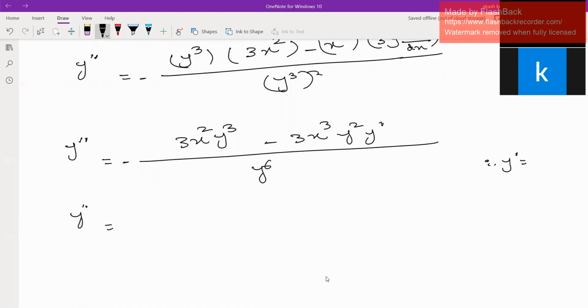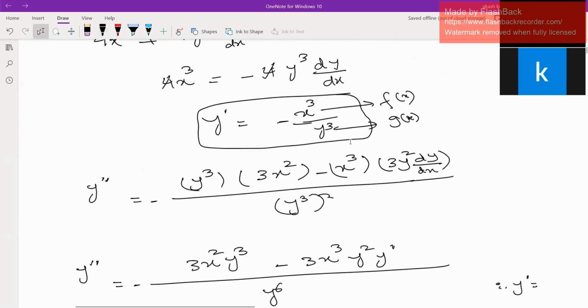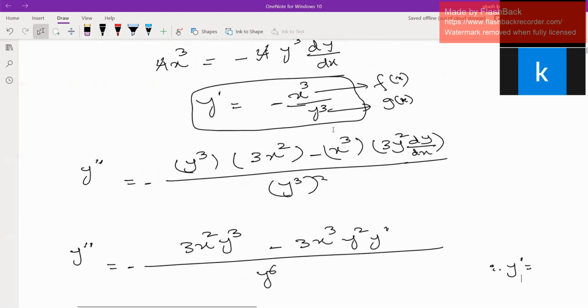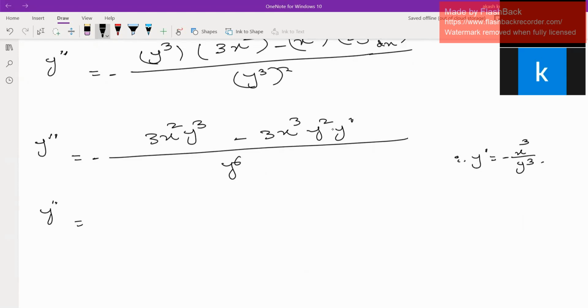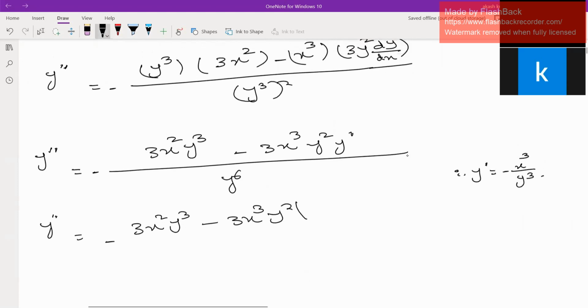Y dash is equal to minus x cube over y cube. So we can write that instead of dy by dx. So minus 3x square y cube minus 3x cube y square, where y dash is minus x cube over y cube, divided by y^6.